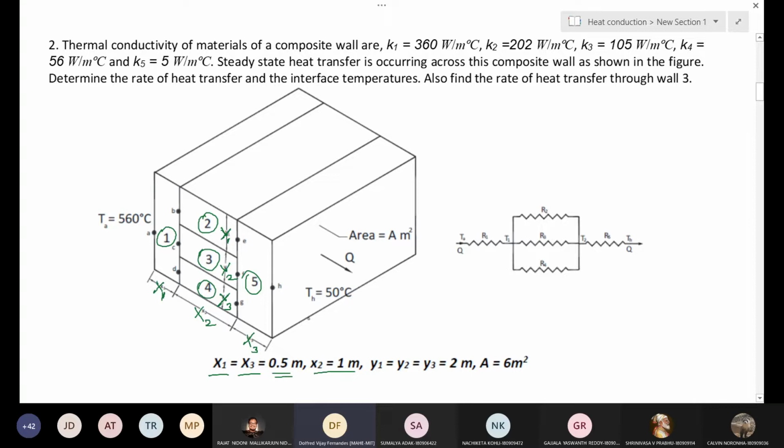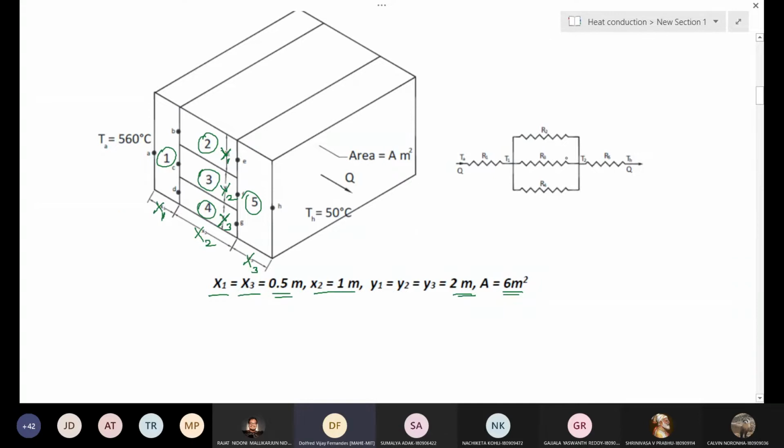The Y length of the wall is the same for these three walls, 2, 3, and 4. That is 2 meters, and the entire area here is 6 meter square. So this is a composite wall, and you know that we can draw the electrical circuit for the wall, and we can solve this problem very easily.